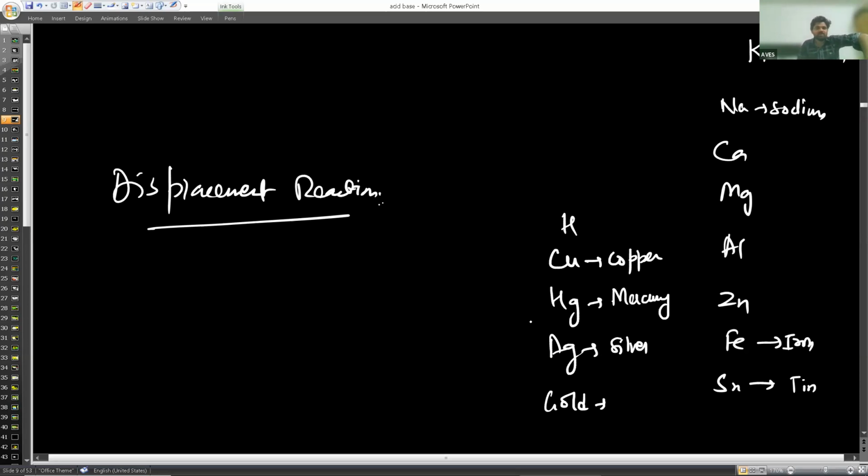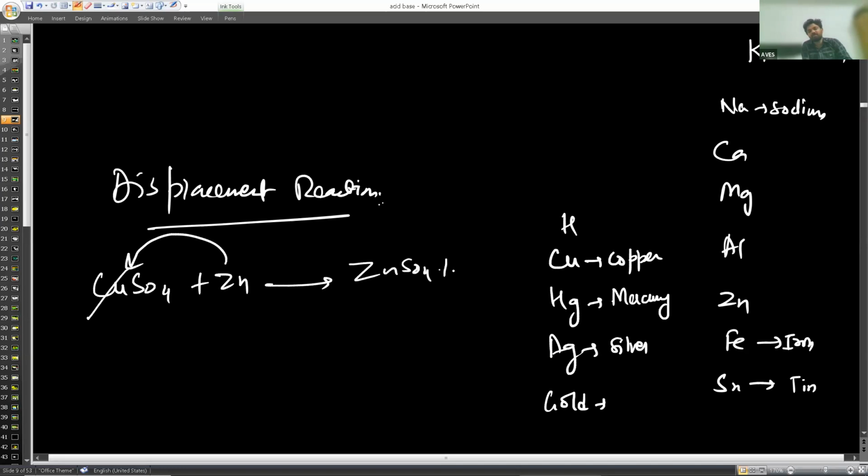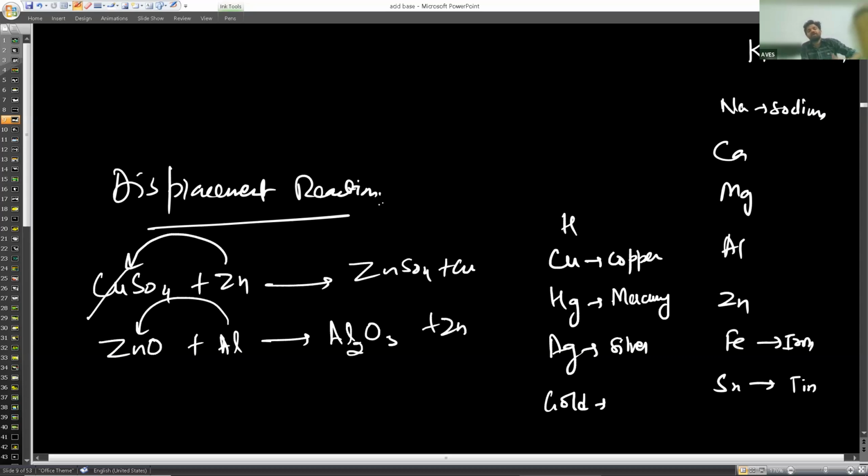metals. Okay. So like you see in the reaction, for example, you have copper sulfate solution, CuSO4, and you have zinc. So this is a displacement reaction. Simple. Zinc will displace the copper from its compound. It will form zinc sulfate plus copper. Like for example, if you have ZnO reacting with aluminium, since aluminium is more reactive than zinc, it will displace it. It will form Al2O3 plus zinc. Okay, so this will be according to the reactions.